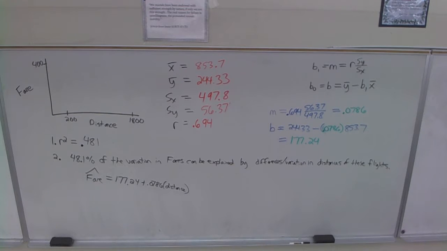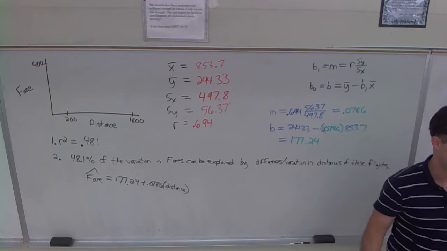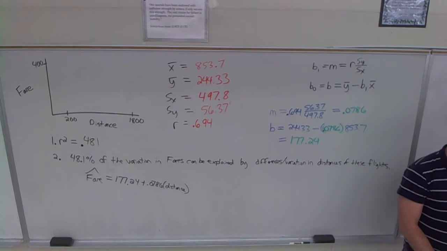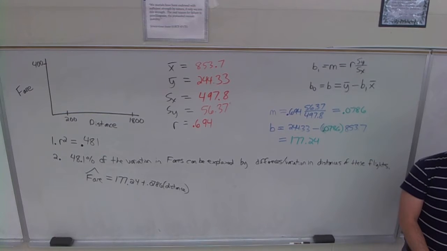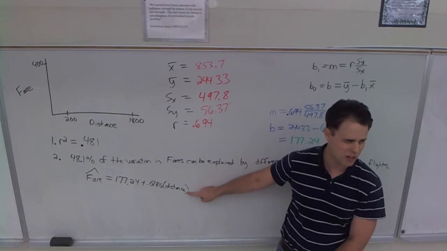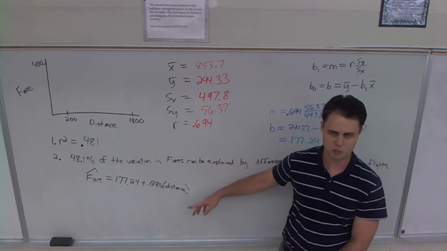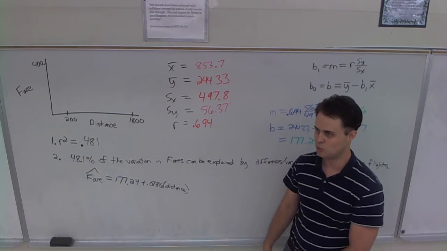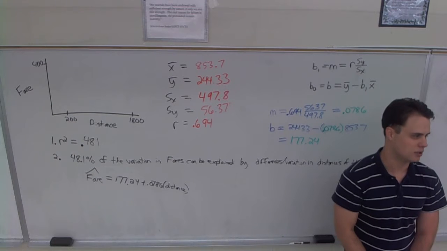Let's see, the next question asks you to estimate the fare for a 200-mile flight and for a 2,000-mile flight. How do I put 200 in here? Is it an X or Y? X. This should tell you. One of the reasons we write it with words is so it's really easy. So put 200 there, find your answer. Put 2,000 there, find your answer. You guys can do that. I don't think we need to do it.